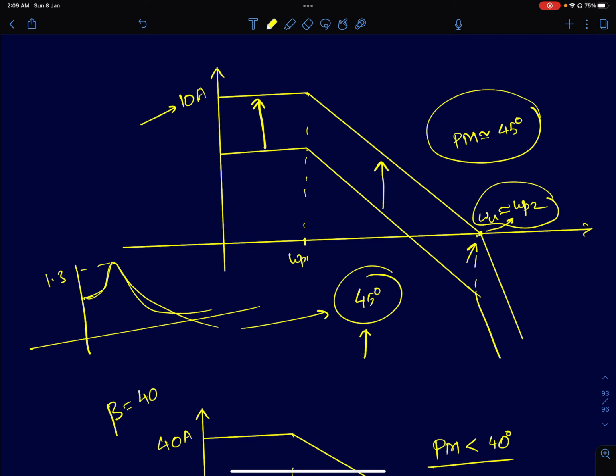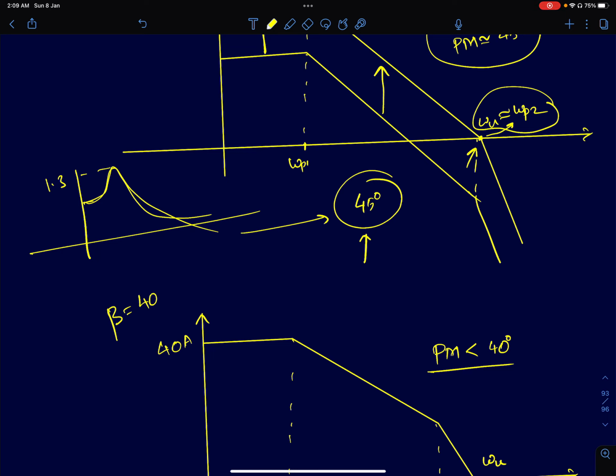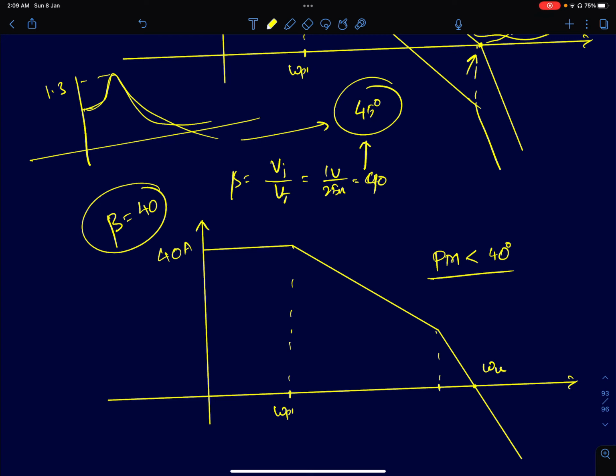In the second case, where your input goes to 1 volt, almost 4 times, your beta is going to be 40. Your beta here is Vi by Vt. So Vi is now 1 volt by 25 millivolts, so it's going to be 40. So your UGB is going to further increase, and it's going to come much later than the second pole. Okay, so I've written less than 40 degrees; your phase margin will be less than 20 degrees or so. It will be much lower.